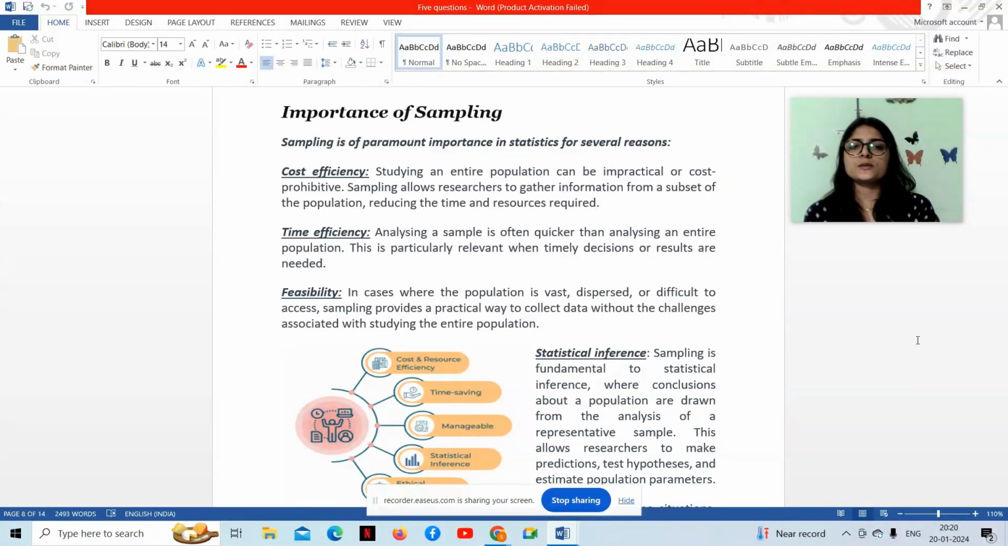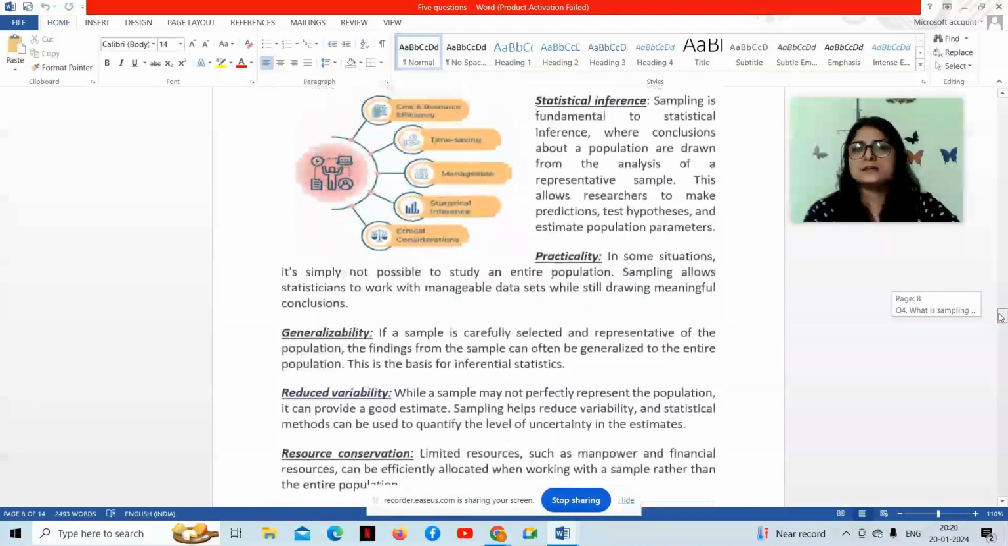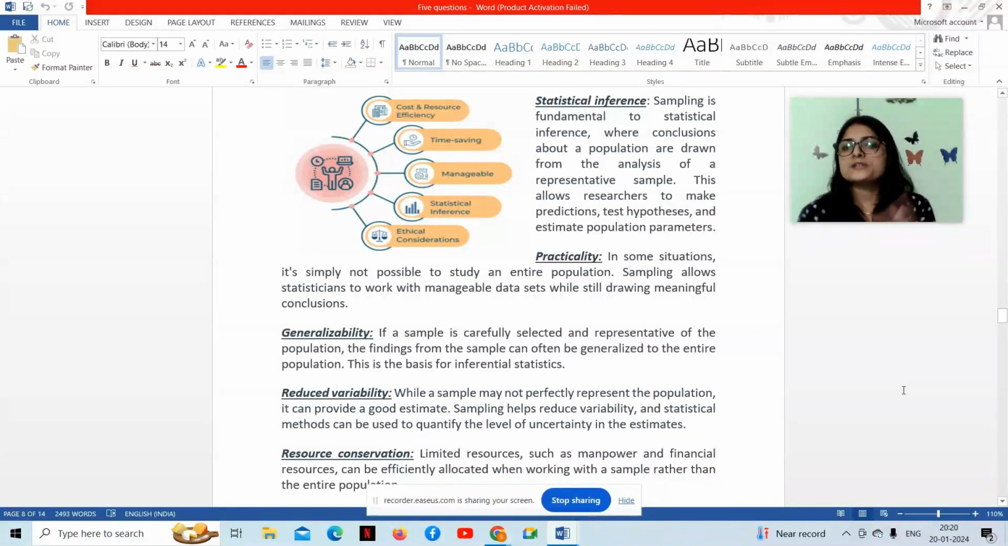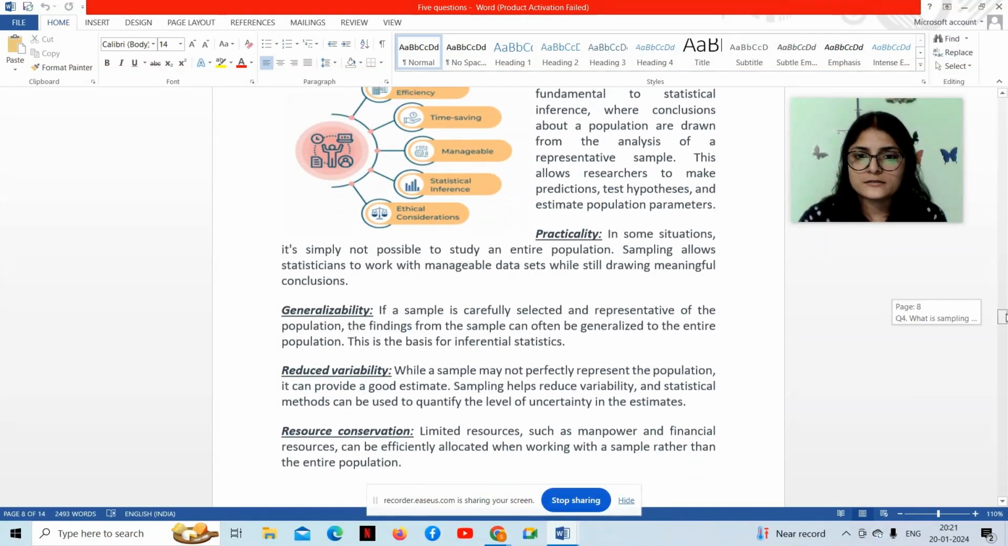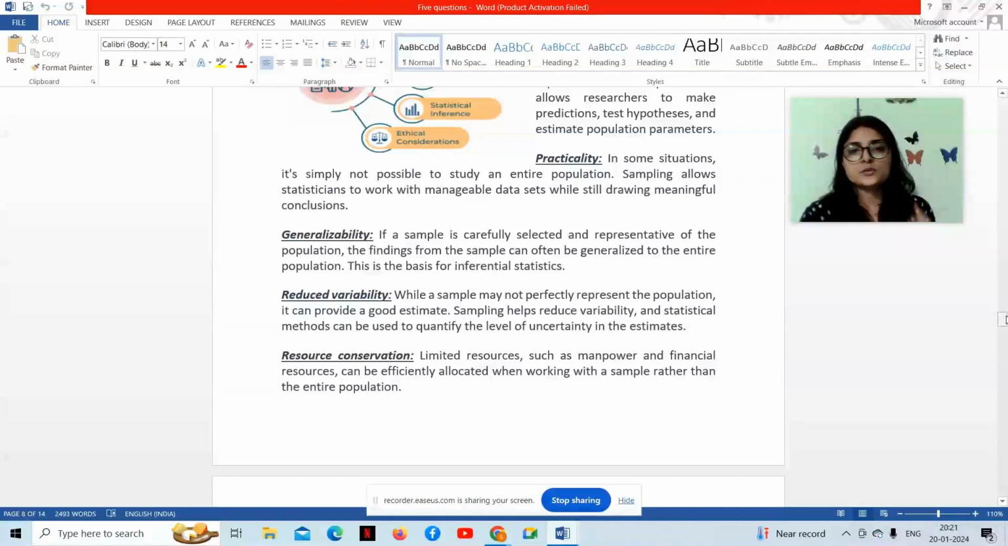Feasibility: in cases where the population is very vast or difficult to access, sampling provides a practical way to collect the data without the challenges of studying the entire population. And the main thing is statistical inference, where conclusions about a population are drawn from the analysis, right, to predict or to test hypotheses and estimate population parameters. Practicality: sampling allows us to work with manageable data while drawing meaningful conclusions.